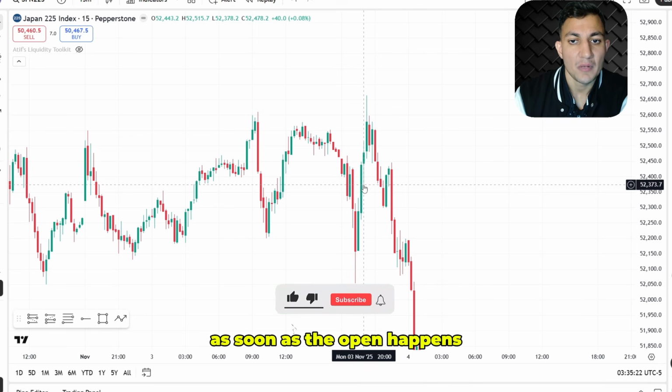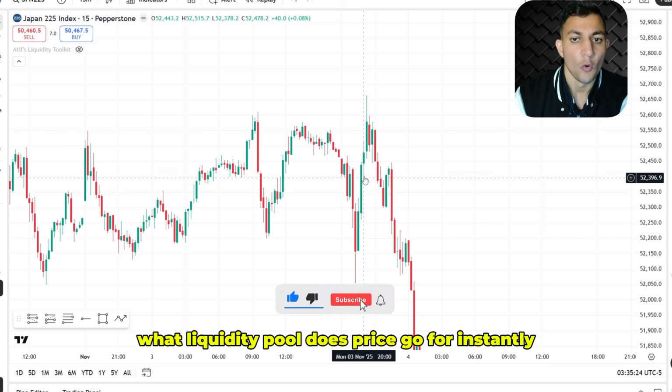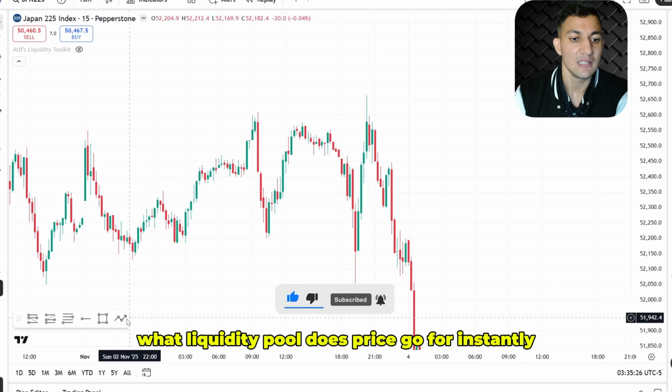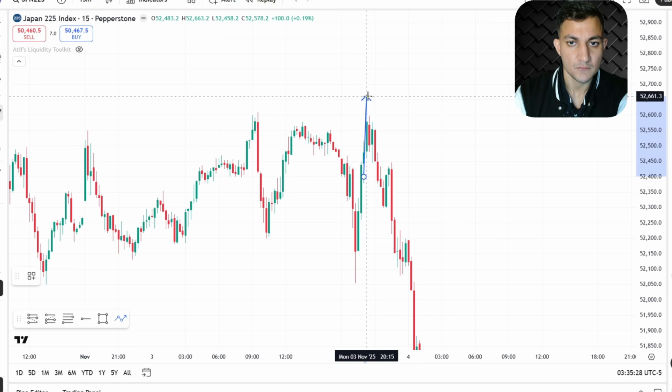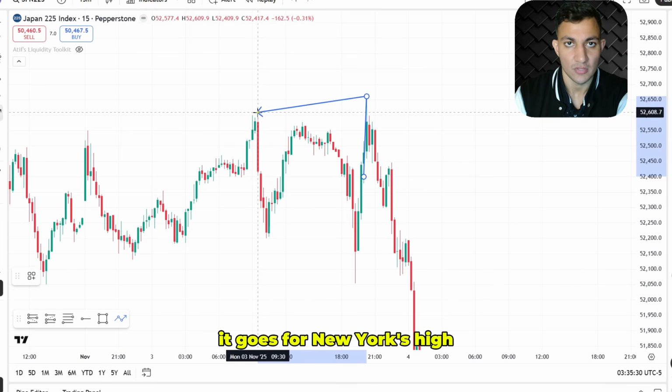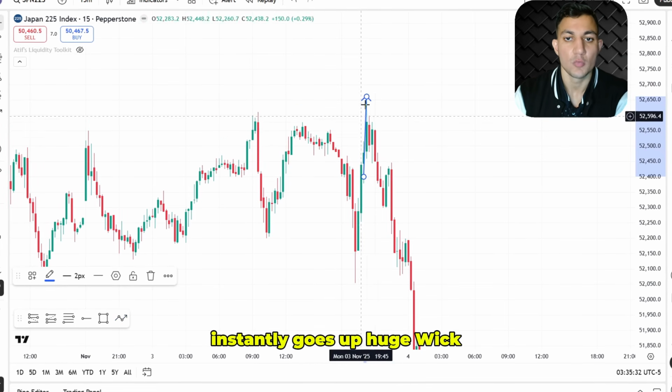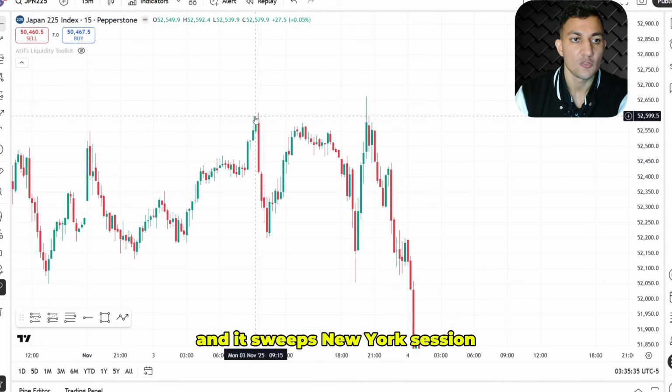As soon as the open happens, as soon as the session starts, what liquidity pool does price go for? Instantly, it goes for New York's high. Instantly goes up, huge wick, goes straight for New York's high, and it sweeps New York session.